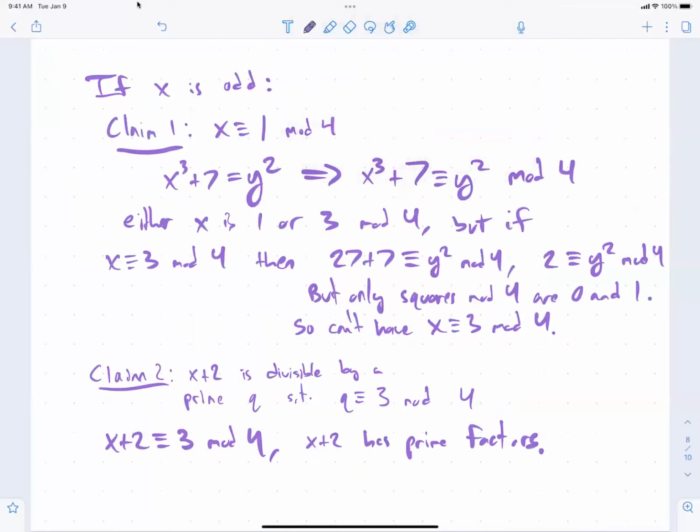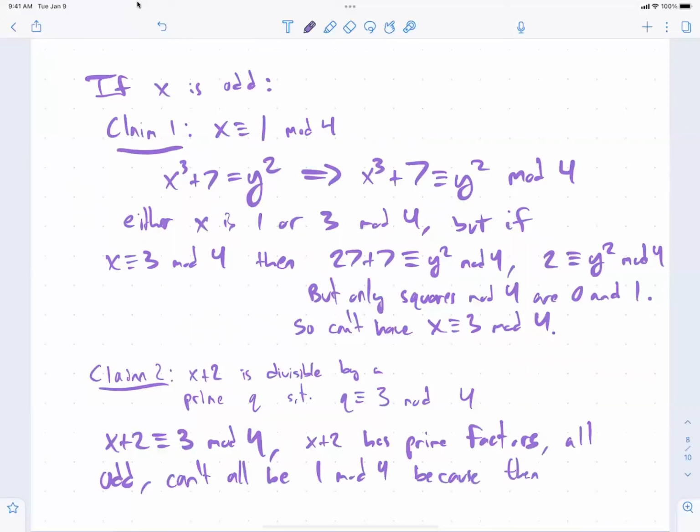And while they're all odd, so they're all odd just because I'm assuming x is odd. I already ruled out the case where x is even. And they can't all be 1 mod 4, because then x, sorry, then x plus 2 would be.